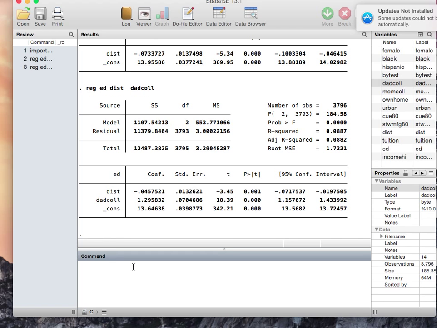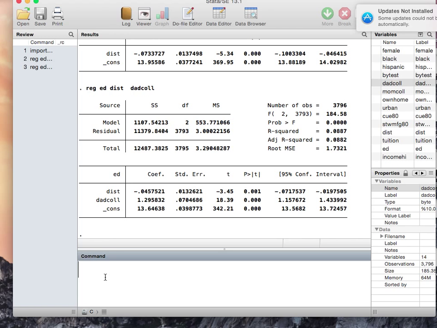Now, when you interpret this sort of multiple regression result, you don't have to interpret everything, because the effect size we are interested in is distance. So we can ignore this. In other words, we don't interpret this basically. How you do this is this then.